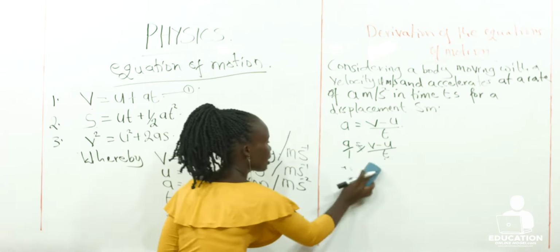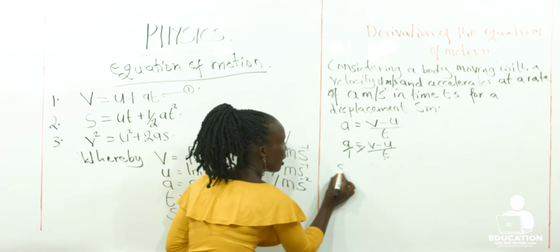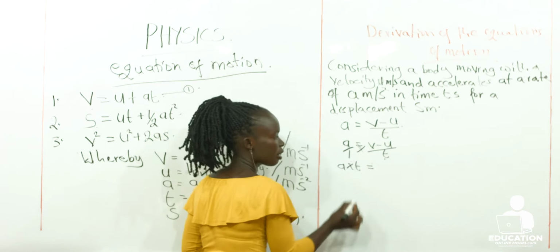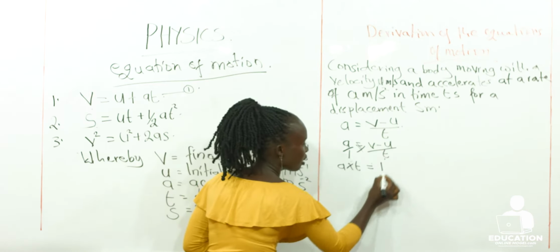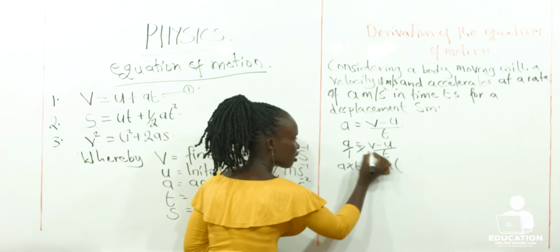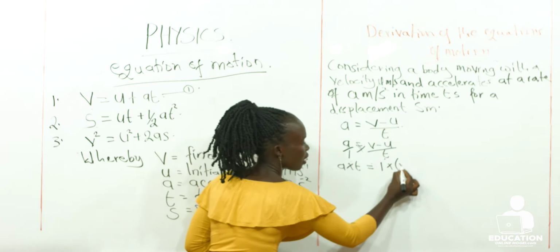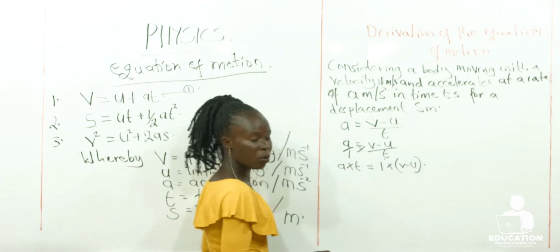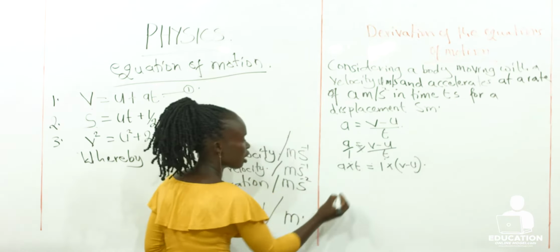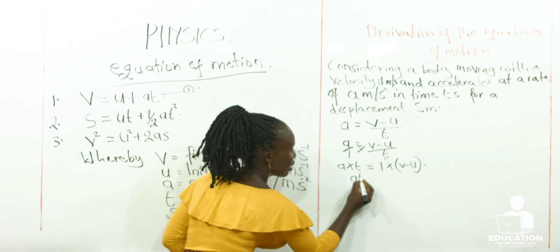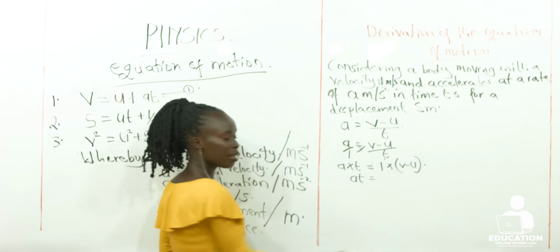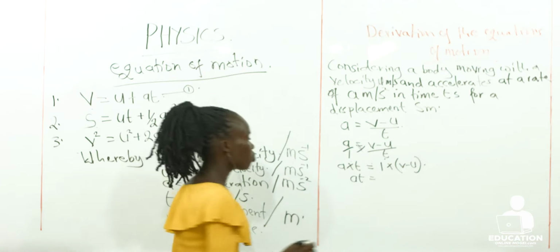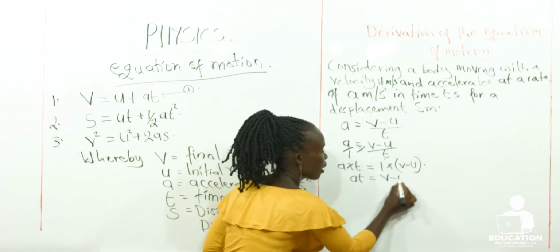We're multiplying it, so we have A times T is equal to this one will multiply that number up there. We shall have 1 times, because here there are two figures, we shall put in bracket v minus u, so that it can multiply throughout. So we shall have a times t, which will give us our at is equal to, when you multiply any number by 1, the number remains itself. So we shall have it here as our v minus u.